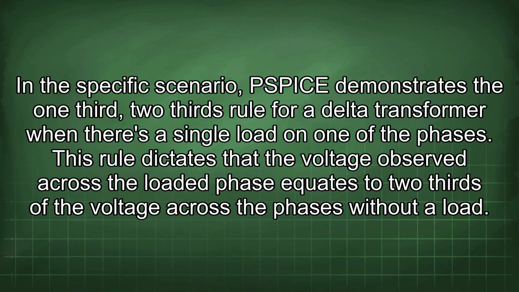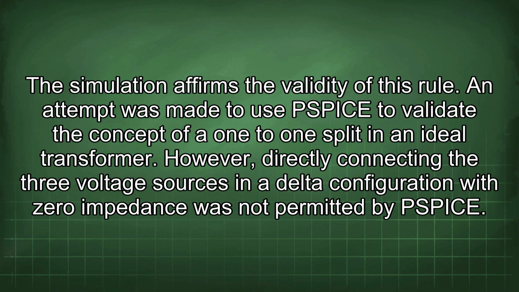In this specific scenario, PSPICE demonstrates the 1/3, 2/3 rule for a delta transformer when there's a single load on one of the phases. This rule dictates that the voltage observed across the loaded phase equates to 2/3 of the voltage across the phases without a load. The simulation affirms the validity of this rule.